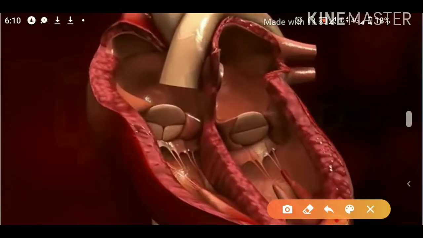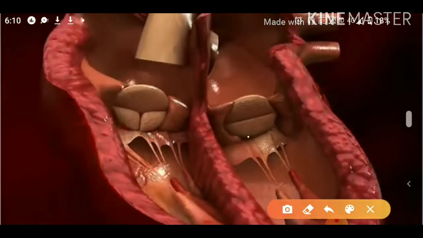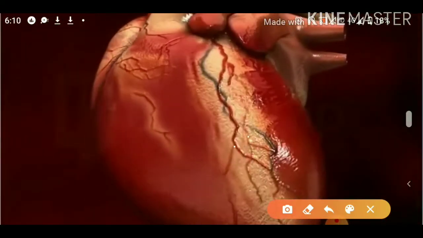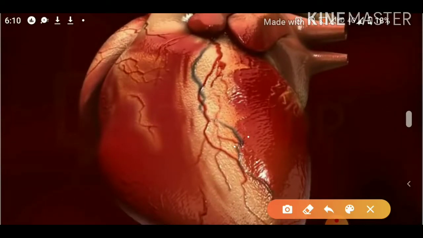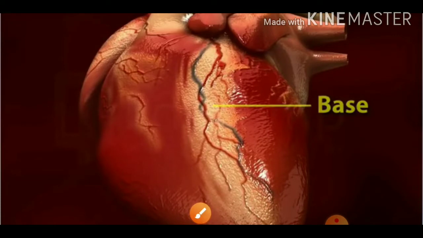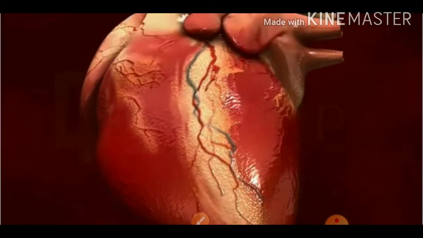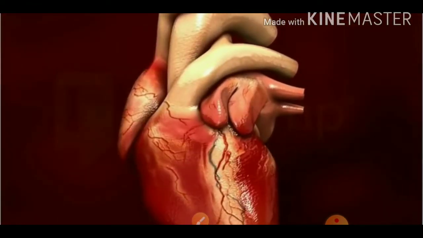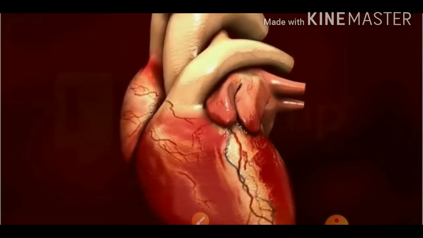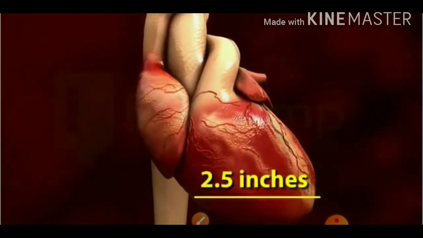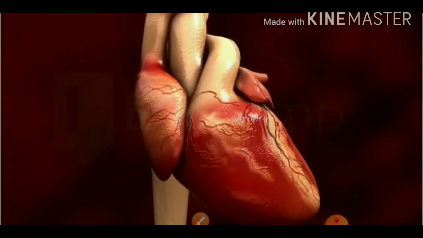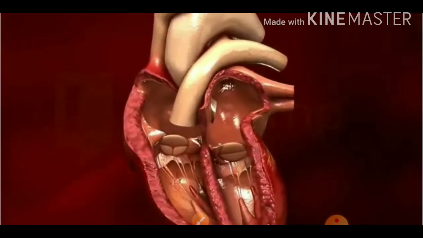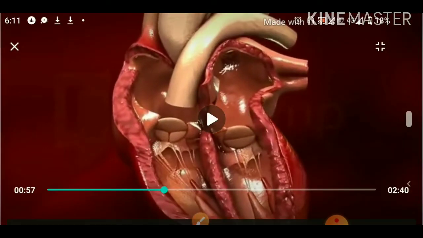Now look in this beautiful diagram. This is the base part. Lower part is known as apex region. It is 5 inches in height and 3.5 inches in width. And from the other side, it is around 2.5 in diameter.